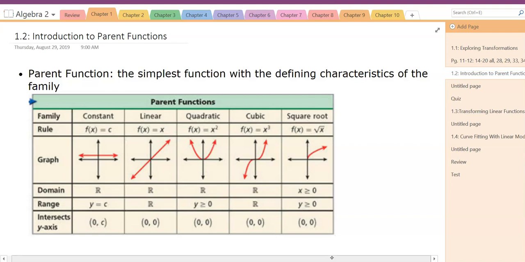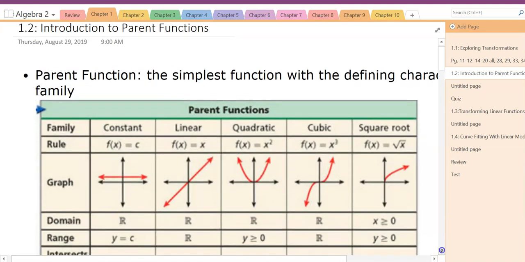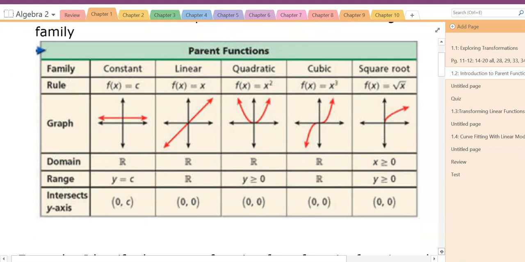Everything is going to look like the parent graph, meaning it has the same shape or structure, but it might change a little in where it's at on the graph. So it gets pushed left or right or up or down. It gets stretched or compressed or stuff like that. So in this chart, these are the main functions that we're going to be talking about and working with in the next couple of sections when we're doing transformations on our parent functions.